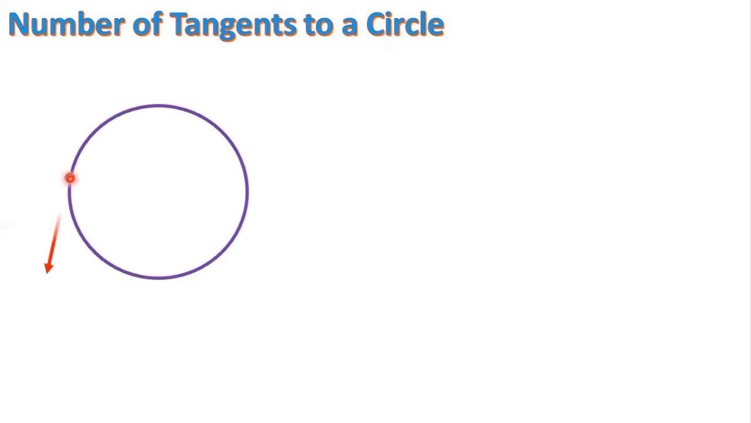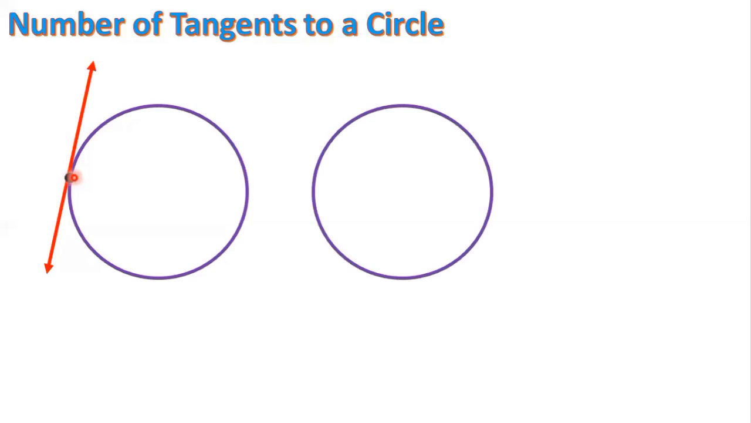Now, number of tangents to a circle. There is a circle. Mark a point P on the circle. How many tangents can be drawn through a point on the circle? We can draw only one tangent. See here, now the point is on the circle. Now draw tangents through the point.